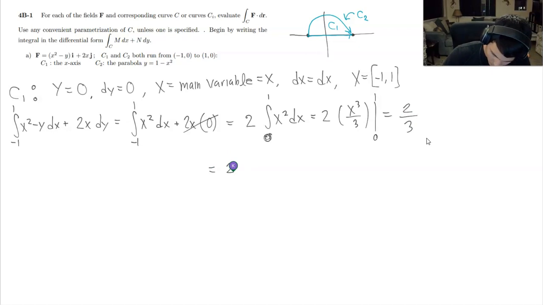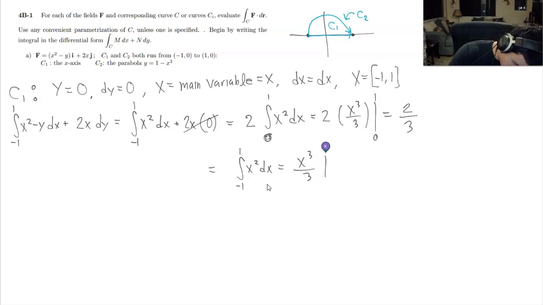Oh, let's not do 2. If we were just to do this the way we said earlier, as x squared dx, 1 to -1. This becomes x cubed over 3, 1 to -1, which would be 1/3 minus -1/3, which is equal to 2/3.